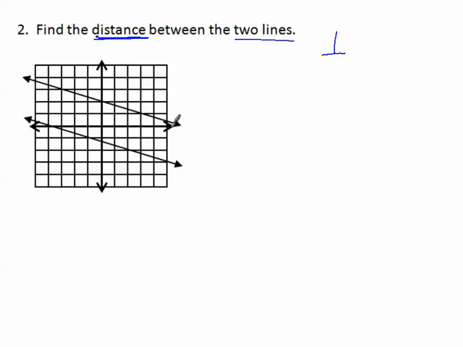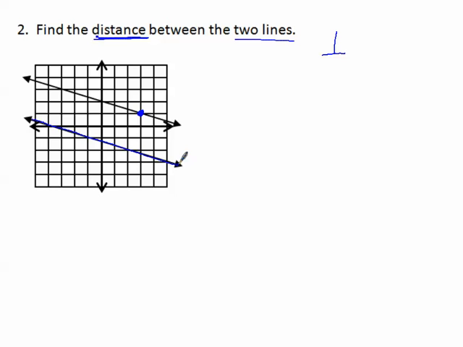Now notice these lines look parallel. I wonder if they really are. If I say the distance between the two lines, they should be parallel, because then it's going to be always the same distance between the lines. Let's go ahead and find a point somewhere on this line. I want to find the distance from this point to the other line.